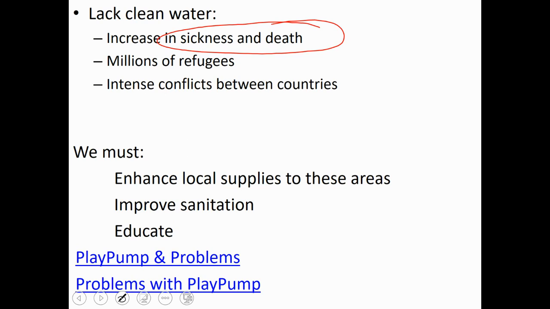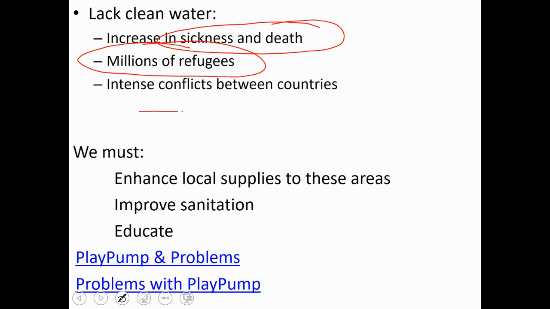You're also going to have people moving to other areas. So your refugees are going to leave one area to go to another. That's going to overpopulate those regions that have water. And guess what? Water in those areas then decreases more rapidly.